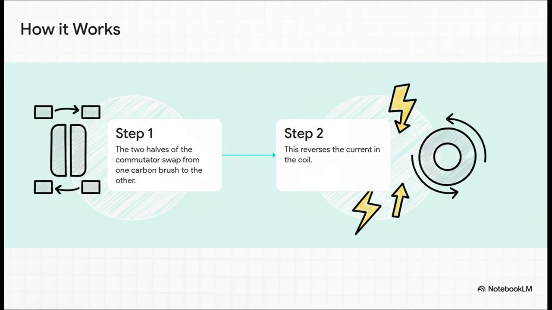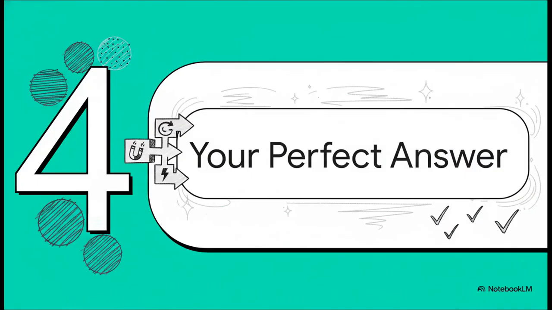And here's how you bag marks 3 and 4. For the third mark, you explain the how. Every half turn, the 2 halves of the commutator swap which carbon brush they're touching. Simple. For the fourth and final mark, you explain the why. This action reverses the current in the coil, and that cleverly keeps the forces pushing the coil around and around in the same direction.